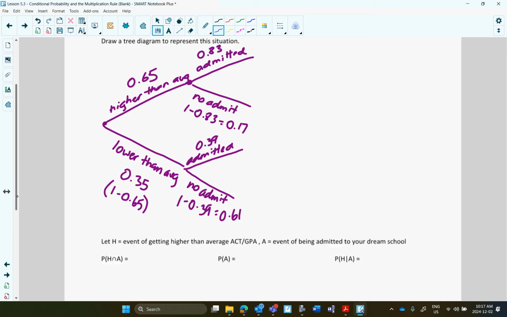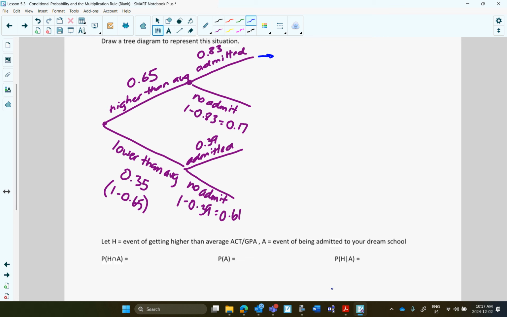So we've got 4 situations here. You're admitted to this place, given that you have a higher than average GPA and ACT. You're not admitted, given that you have a higher than average GPA or ACT. You're admitted, given that you've got a lower than average GPA or ACT, or you're not admitted, given that you have a lower than average GPA or ACT. So what we can do is we can calculate probabilities from here.